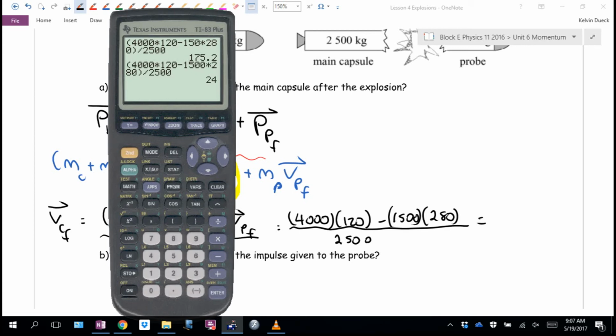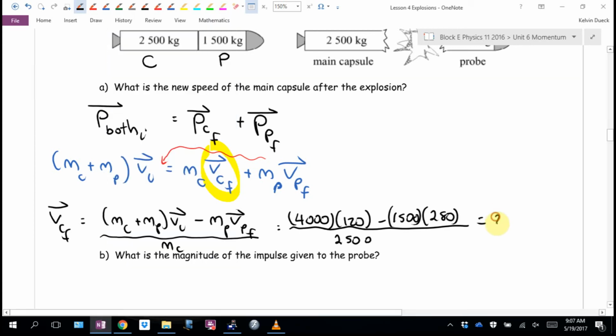Oh, 24? What if I had gotten meters per second? What if I'd gotten a negative answer? It would have meant the explosion was big enough that the capsule ended up going forward very fast, and the probe ended up going forward very fast. The capsule got knocked backwards. Or I could have ended up with zero. That would have just meant all the momentum got shifted to the probe.